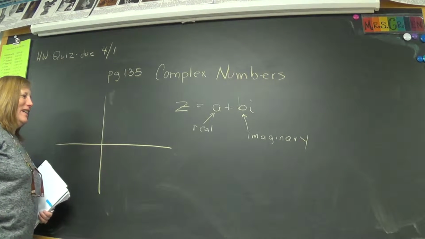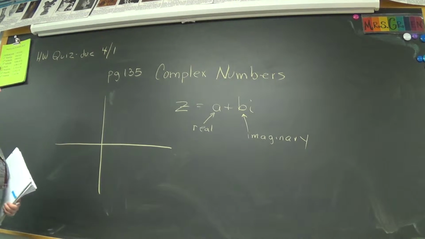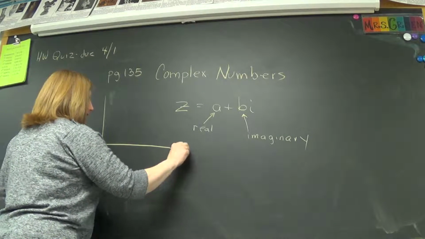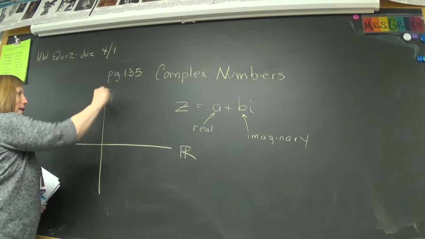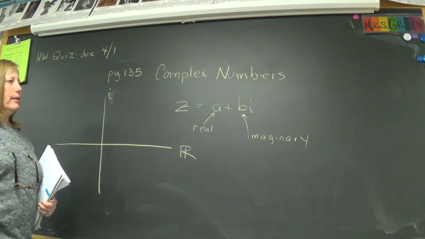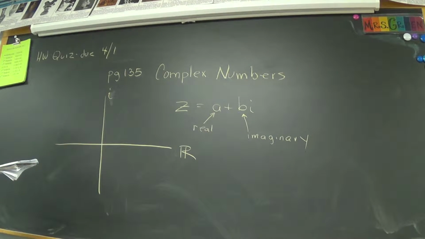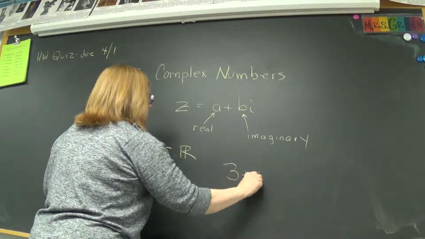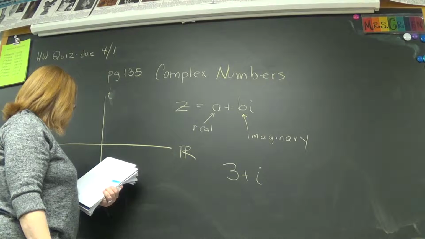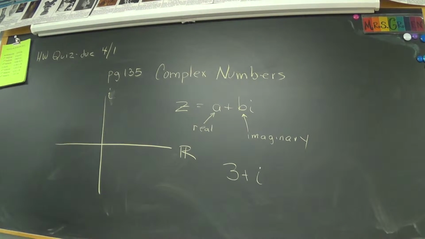All right, so now we're going to take, instead of X and Y, we're going to have the reals. The real value is going to be on the X-axis, and the imaginary value is going to be on the Y. So let me give you an example, and we'll graph it. Let's graph 3 plus I.